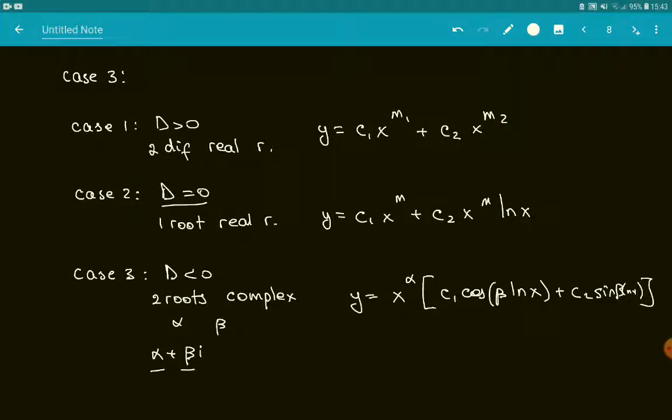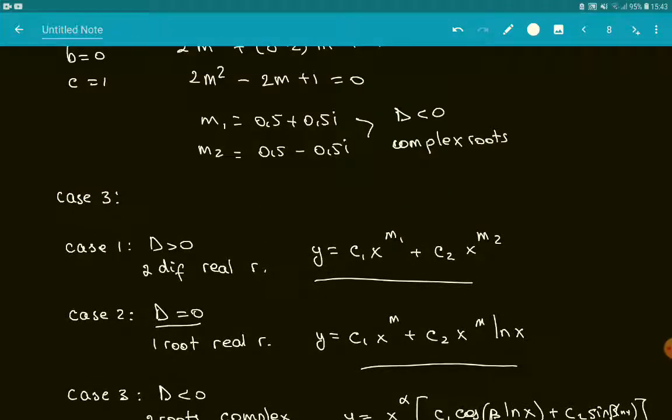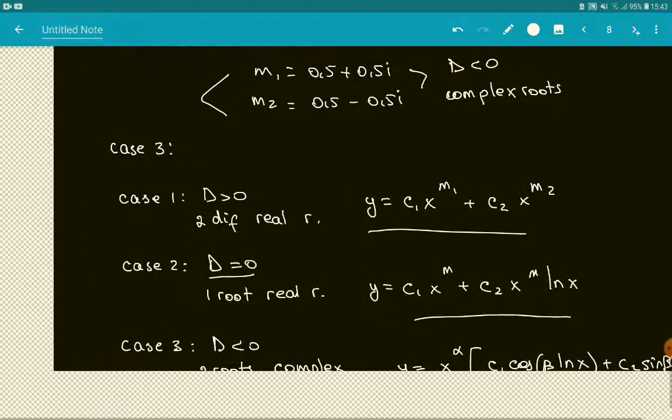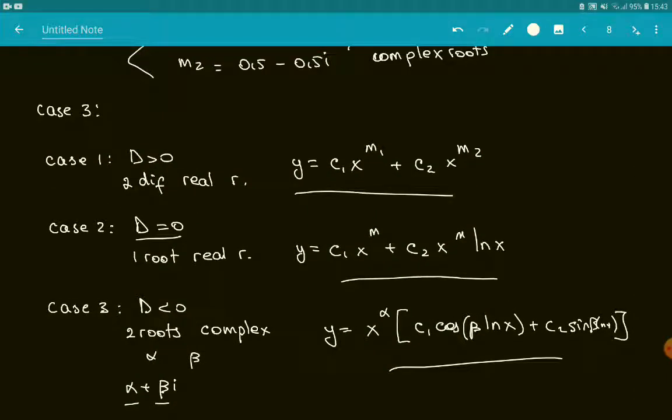So that is basic formulas, but we need to remember them by heart. By looking at them, we need to know them. So let's go back to our question. Because we found two complex roots, which comes to case 3, we need to determine first what our alpha and what our beta are.